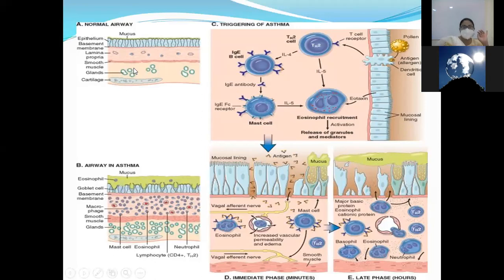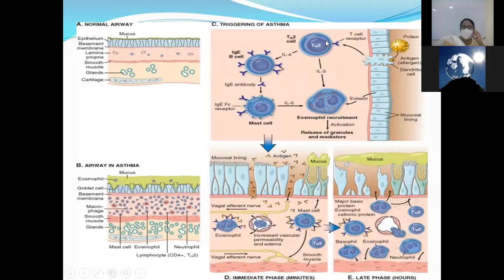Okay, as you can appreciate, there are few mucus glands in the normal airway, while in an asthmatic patient there are a large number of mucus glands. So in the morphology of asthma, we can appreciate increased smooth muscle hyperplasia, increased basement membrane thickness, increased mucus layer, increased number of eosinophils. Okay, and this is basically the pathogenesis of asthma.